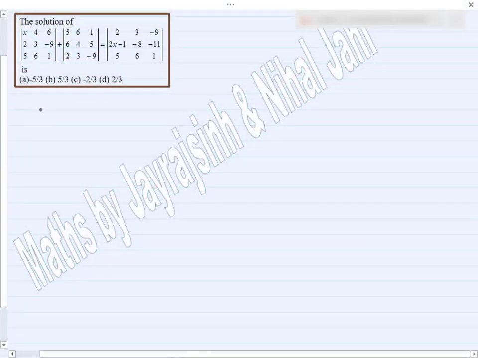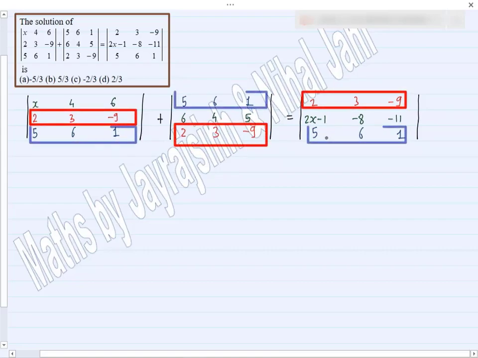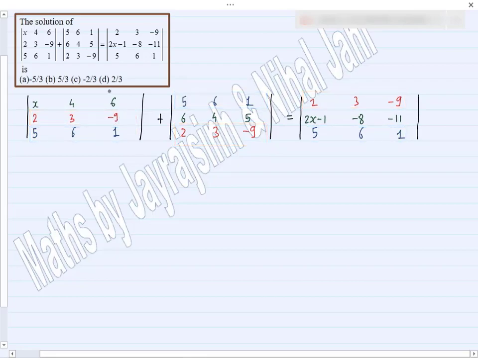Interesting question. We have to find the solution of this determinant equation, in which we have the summation of two determinants on the left side, and on the right side another, third determinant. If you see carefully, we have two same rows in these three determinants. So let's try to make changes on the left side, then on the right side.